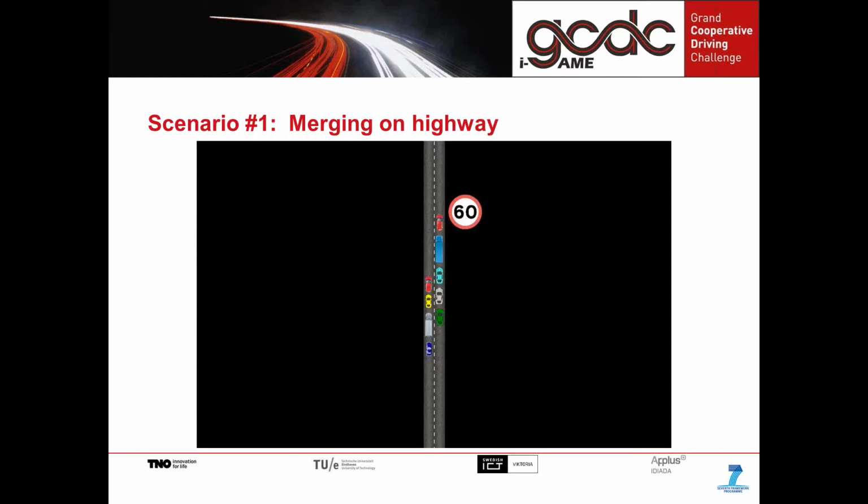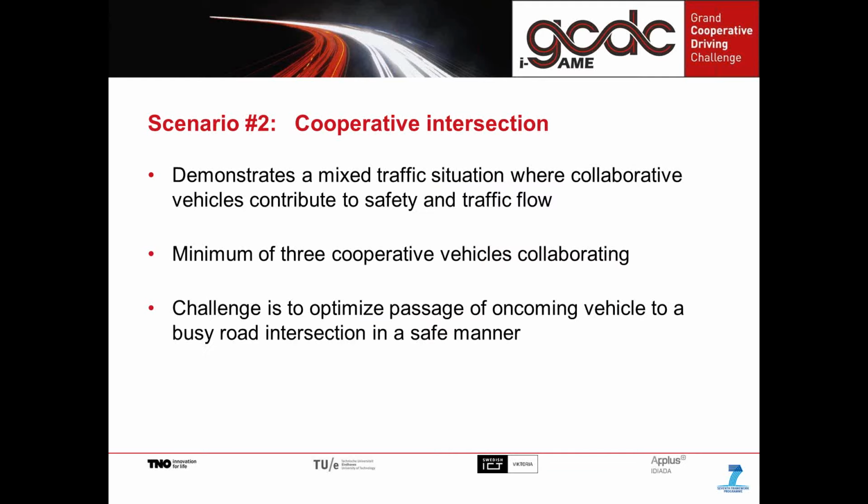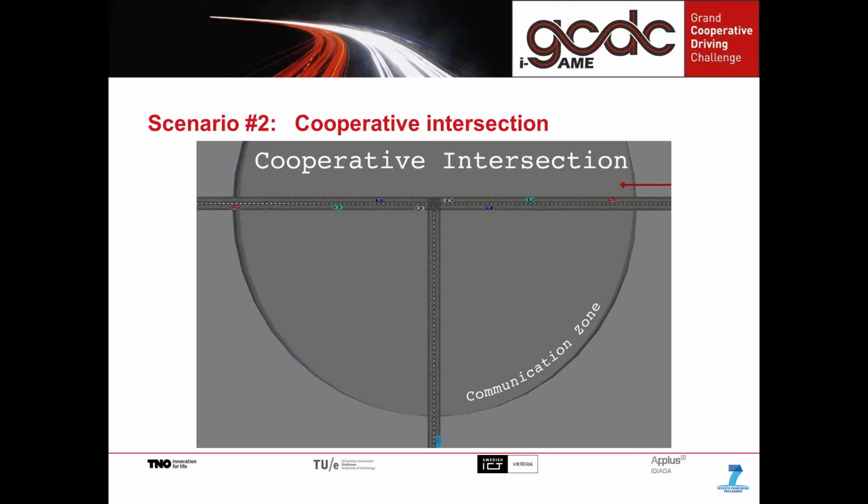That means both in longitudinal and lateral direction. And this all happens at a speed of about 60 kilometers an hour. The second challenge is about a cooperative intersection. And here it's about collaborating between vehicles to make sure that you can enter a piece of road.